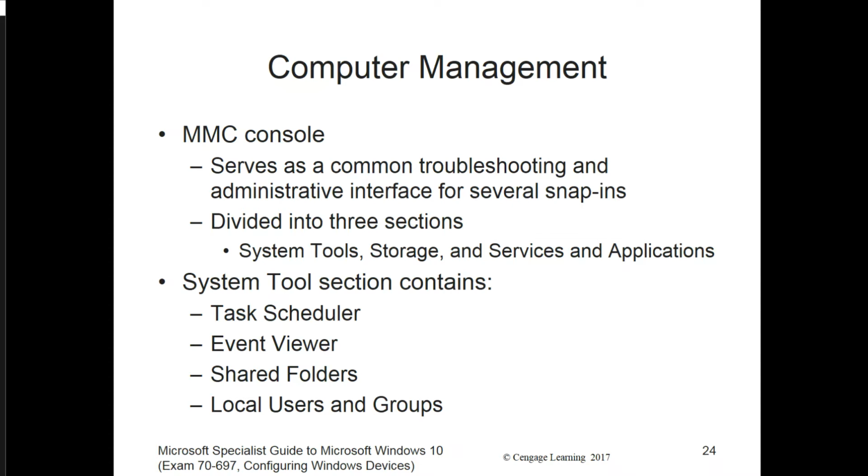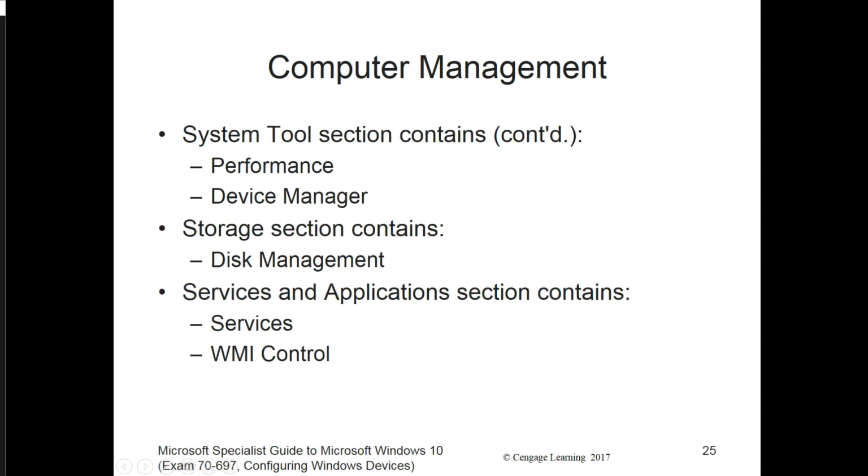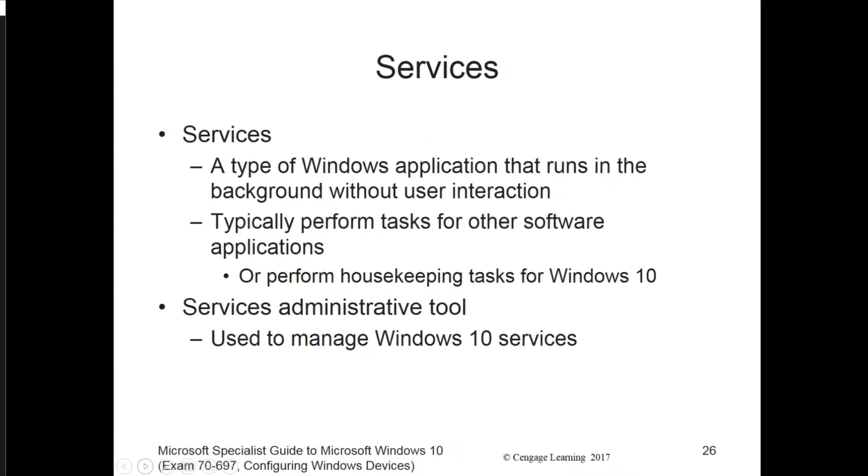It's divided into 3 sections: system tools, storage, and the services and applications pane. The system tools section contains task scheduler, event viewer, shared folders, local users and groups, performance, and device manager. Now the storage section contains disk management. When we get to the services and applications section, that contains services and WMI control.